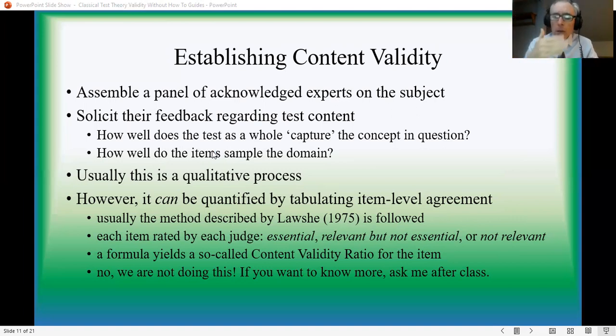But the most frequently used method was developed by Lawshe, I hope I'm not mispronouncing his name, back in the 1970s. Essentially, you just have the judges look at each item on your test. It's most often used with achievement tests. And they rate it as essential, relevant but not essential, or not relevant. And you have this formula where you come up with the content validity ratio for the item. Essentially, the more of them that call it essential, the more likely it is to survive. So you can quantify it, and that is done more by professional achievement test developers, I think, than anyone else. But it's widely considered to be appropriate, though perhaps not essential.